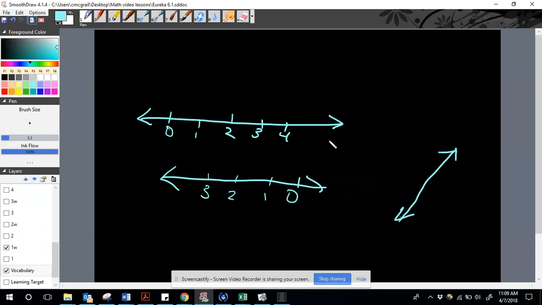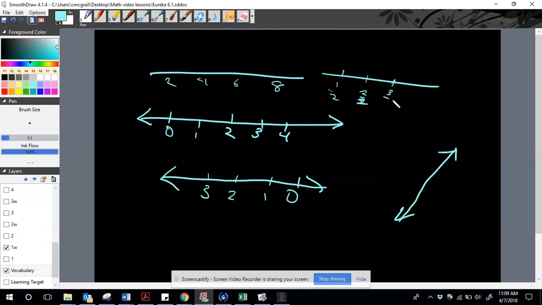The other thing to keep in mind with number lines is that you can count by any number you want. If you want to count by twos, you can. You can go 2, 4, 6, 8. If you want to count by fractions, you can. You can go 1/2, 2/2, 3/2, 4/2. You can count by any number you like, but that takes us to our third point.